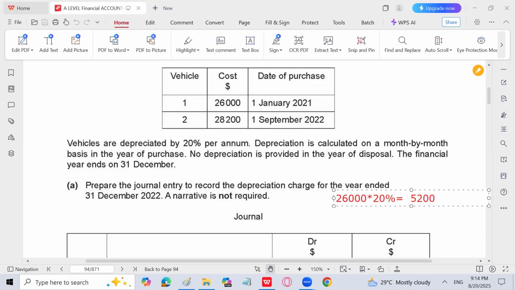The answer is 5,200. Next is the asset purchased in 2022 on 1st September. We need to calculate depreciation on that. That is 28,200 multiplied by 20%, but it is used only for 4 months: September, October, November, December. So we'll calculate depreciation according to 4 months, 4 over 12. So what is the amount?